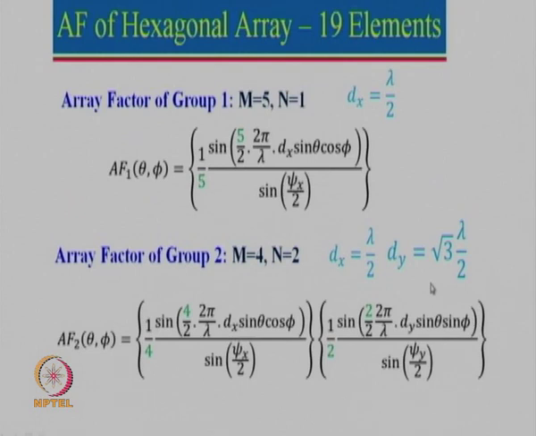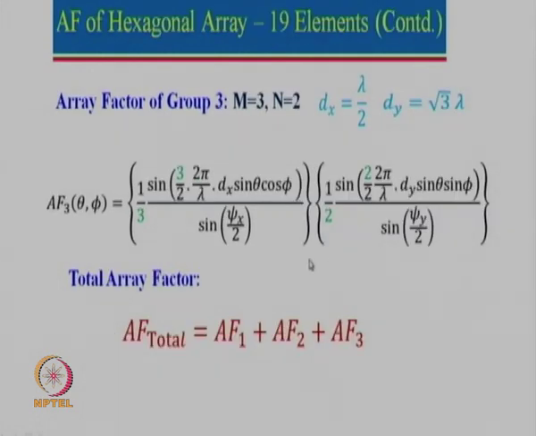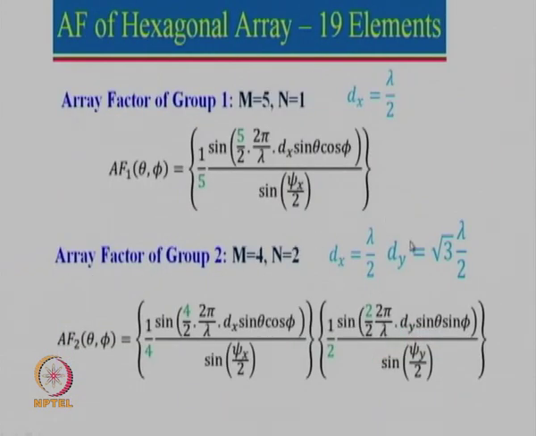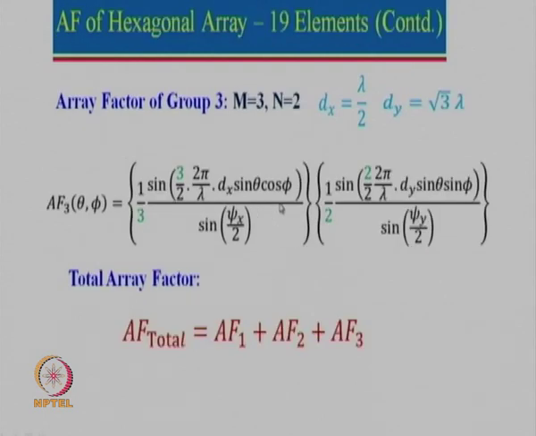Now we need to find out for group 3. For group 3 the dimension is 3 by 2, so we put m equal to 3 and n equal to 2. Again dx remains the same, which is lambda by 2, but dy now is square root 3 times lambda. Why? You can see the distance from here to here, each one of them you can think of as double this, which will be square root 3 lambda. So all we need to do is put these terms over there, and that will give the array factor for this here. So we got the array factor.